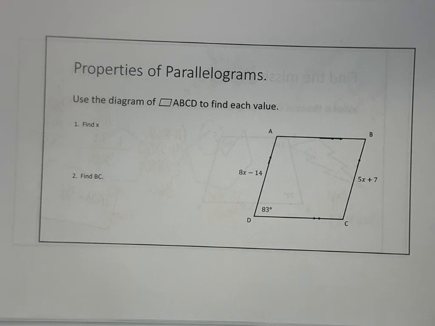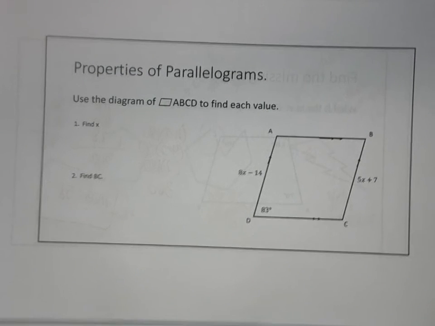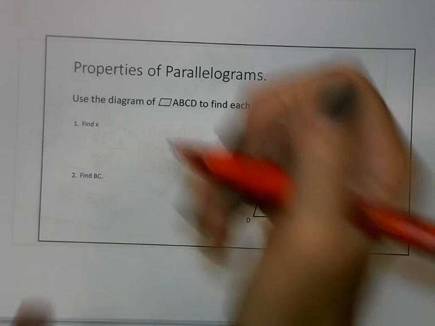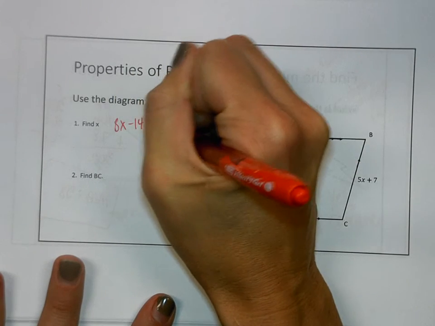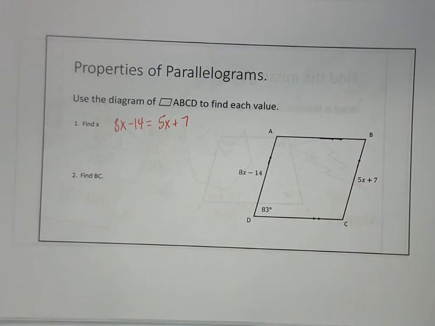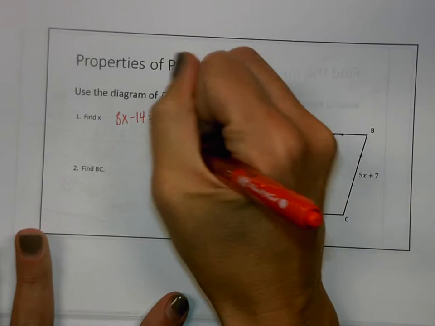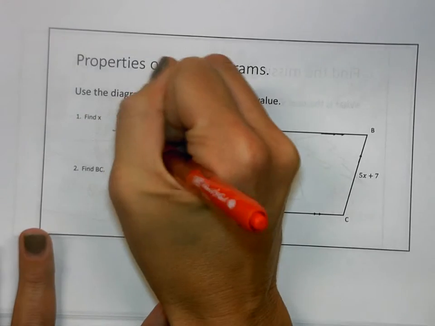Perfect. You got it. Good. Did you find the next one? Okay, so the correct answer for x was 7. Glad to see that most of you got that. So you would set up 8x minus 14 equals 5x plus 7. We need to get all of our x's together, so I would subtract 5x to both sides.